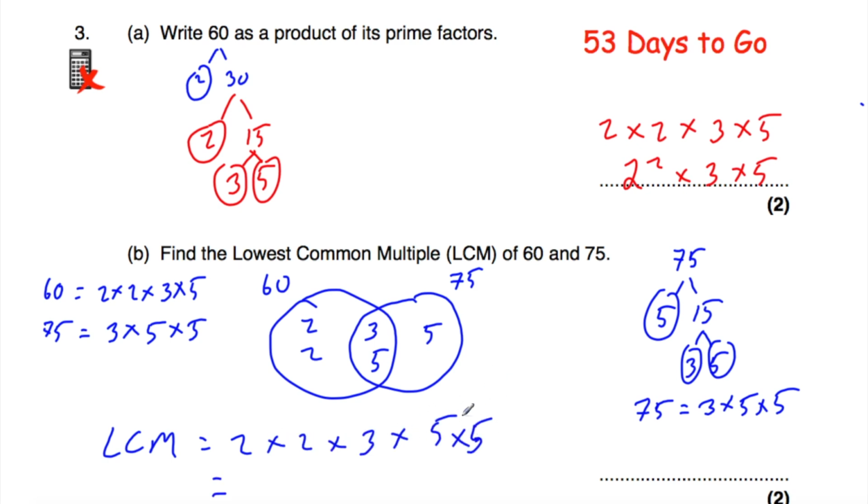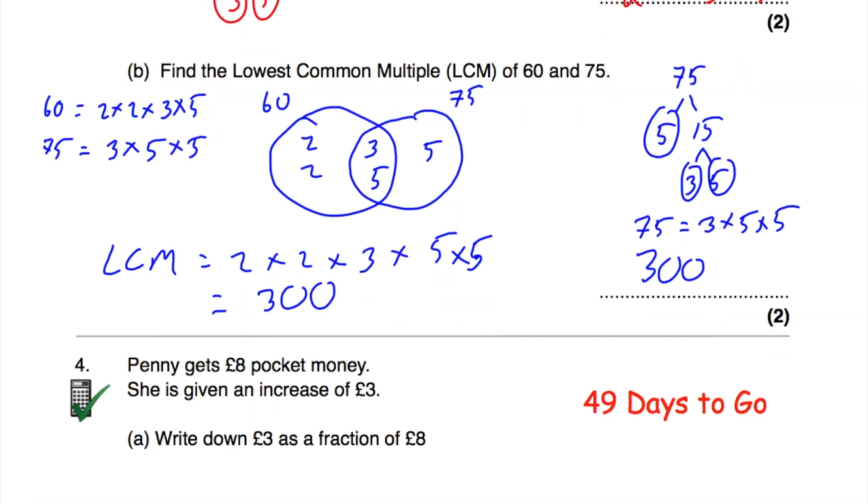Okay, so let's work this out. 5 times 5 is 25. Times 2 is equal to 50, times 2 is equal to 100, and times 3 is equal to 300. So the lowest common multiple of 60 and 75 would be 300. And if you got that, well done. Okay, let's look at our next question, question number 4.